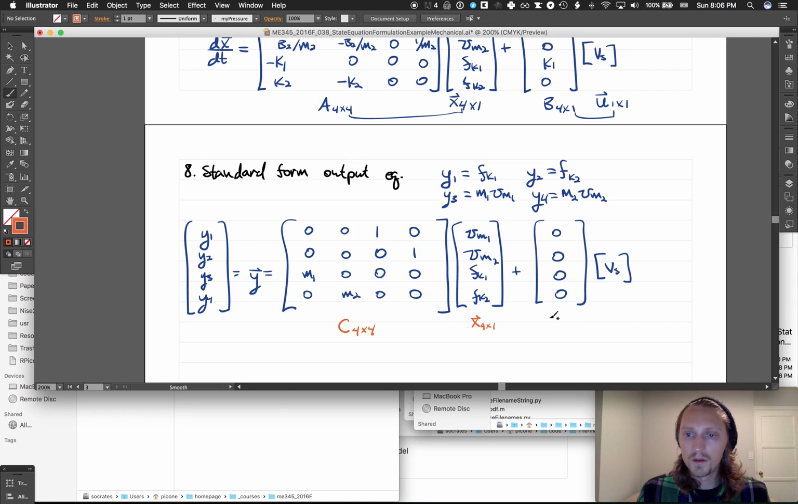That's a 4 by 1. Our D matrix is a 4 by 1, multiplying a 1 by 1 input vector. A 1 by 1 input vector. Okay, so that is how to do the entire thing. There's nothing else to do. So now we'll learn different techniques of what to do with this state and output equation formulation in the coming weeks. But we're just sort of learning still how to do this part.